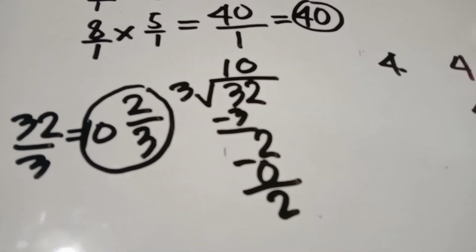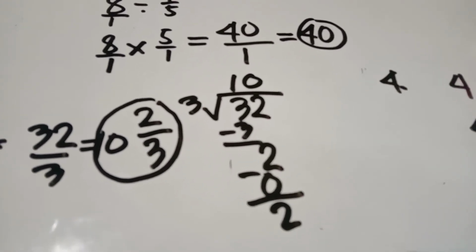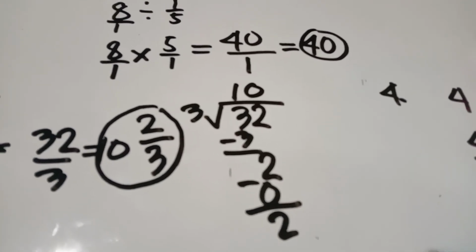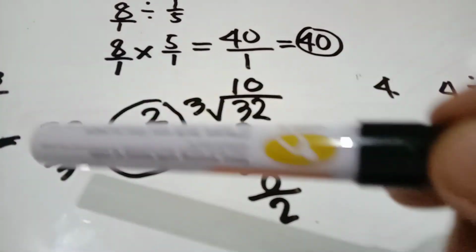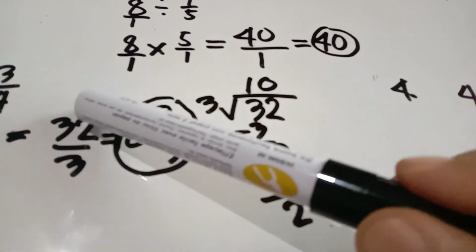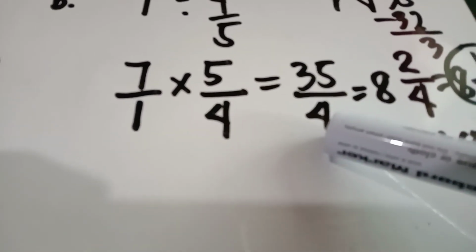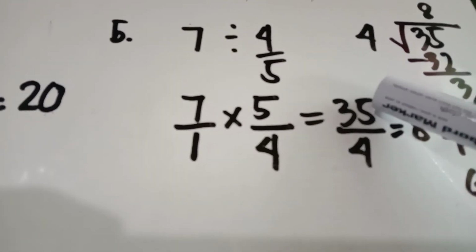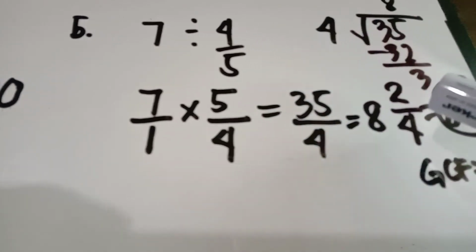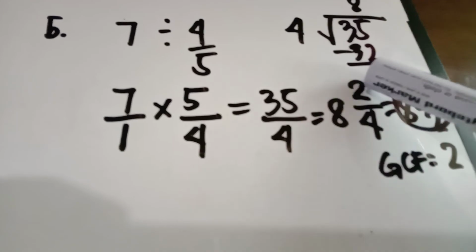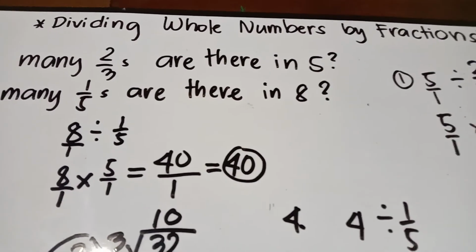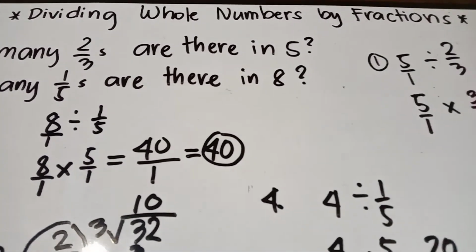Then try to check your answer, double check. If it is not in lowest term, you need to change the fraction to lowest term. Express your answer in lowest term. Or if your answer is improper fraction, kagaya nito, 32/3, 35/4, kailangan po gagawin natin itong mixed number by dividing. Divide lang po yung numerator sa denominator. Then double check the fraction kung nasa lowest term. Okay. So ganun lang po kadali, no? That's how we divide whole numbers by fractions.